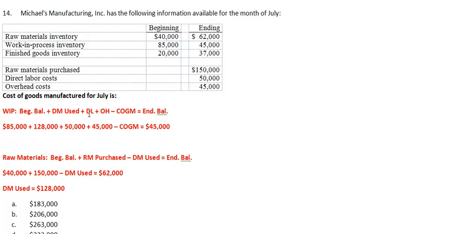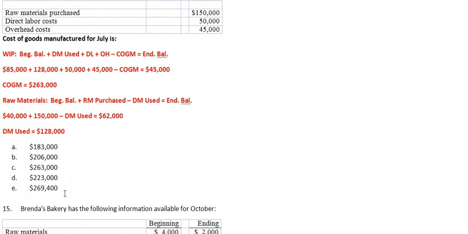So you have 85 plus 128 plus 50 plus 45. So you have $308,000 in work in process. Out of the 308, 45 is still there. So that means cost of goods manufactured must be $263,000. So your answer is C. So your answer on 14 is C.